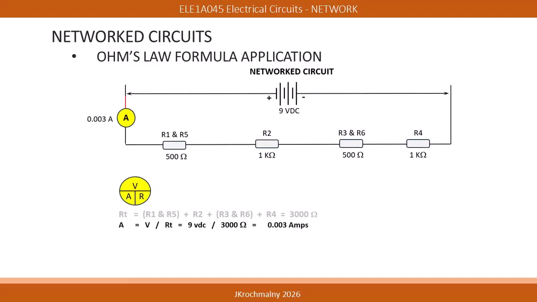We can identify the source of the power to be 9 volts DC applied to the circuit. Using Ohm's law, we can determine circuit amperage by dividing the known applied voltage by the known total resistance. Entering these values into the Ohm's law formula for amperage, we calculate 0.003 amps. If this 0.003 amps is coming from the battery, this same value of 0.003 amps is returning back to the battery.